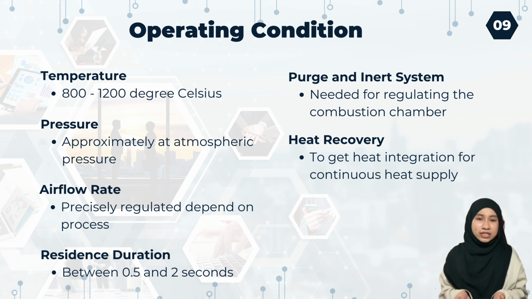Purge and inert gas systems are sometimes included with thermal oxidizers in order to regulate the combustion chamber's environment. Certain gases can be utilized to manage the combustion process, whereas inert gases can help remove any explosive or flammable gases. Lastly, heat recovery systems are designed to collect and apply the heat produced during combustion to preheat process streams or incoming air.